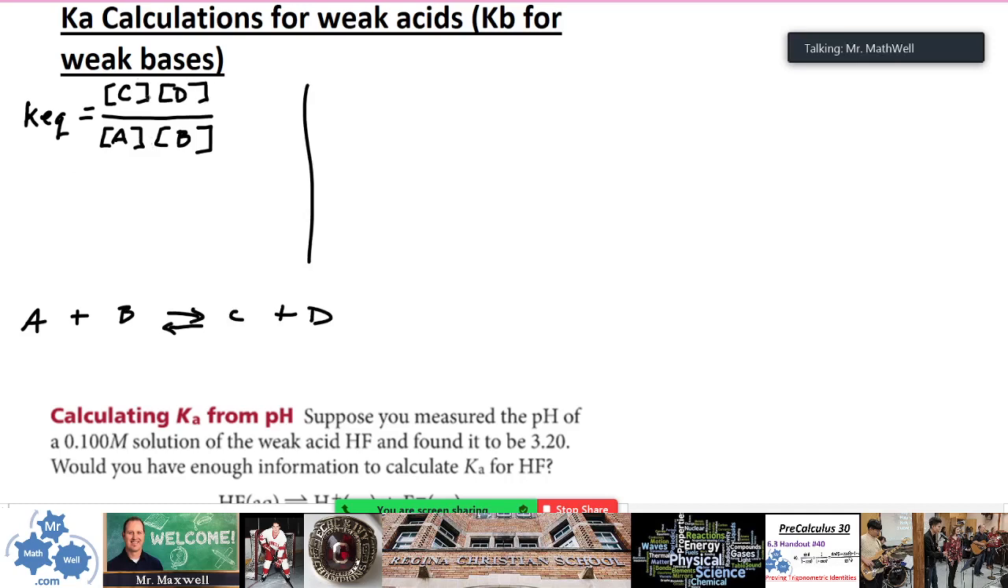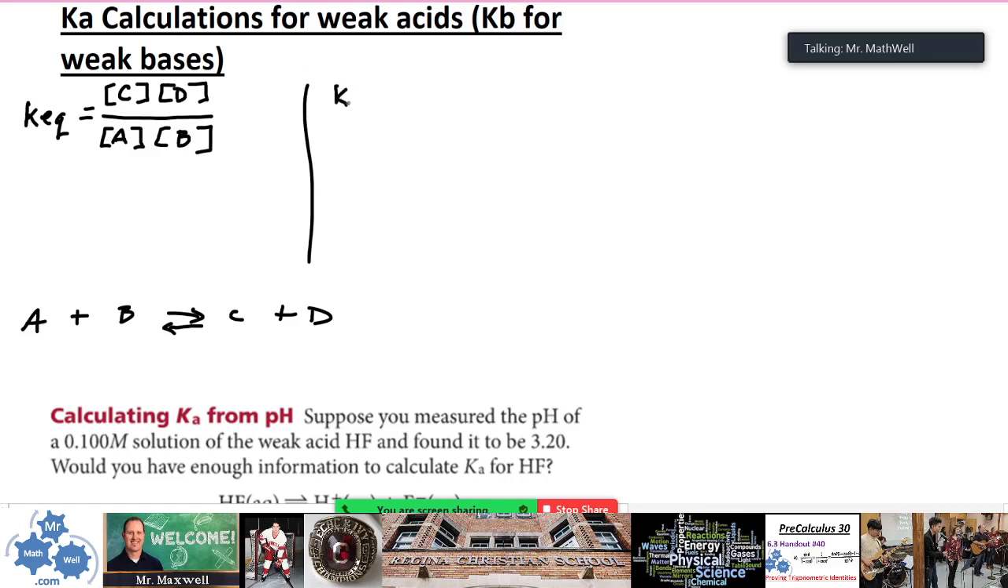And the key here is that A, B, C, and D, all of those concentrations can change. So they're aqueous, they're dissolvable. The concentrations can change. If there's any solids in the mix, we don't include those because solids don't have a changing concentration, right? So remember that.